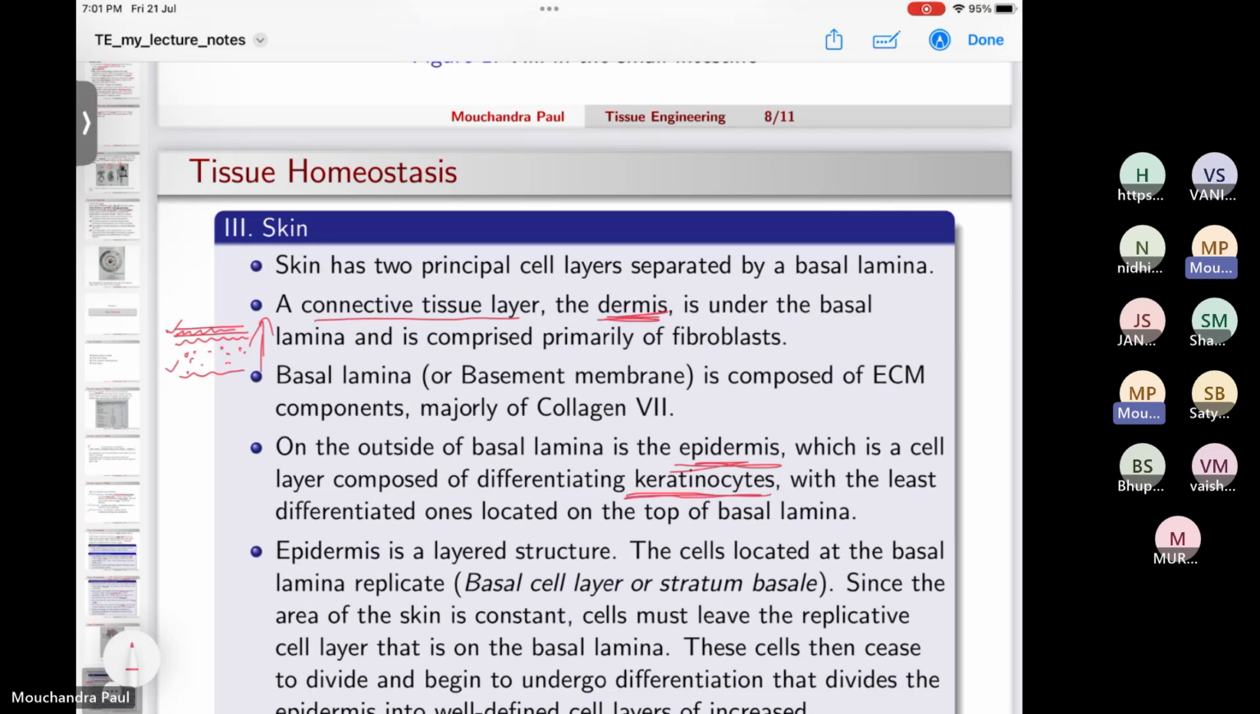So these keratinocyte cells are like the small intestinal epithelial cells. How? They're also in different differentiating states. So we'll look into those differentiating states. Because of these different differentiating states of the keratinocytes, the epidermis can again be divided into 4-5 layers itself.